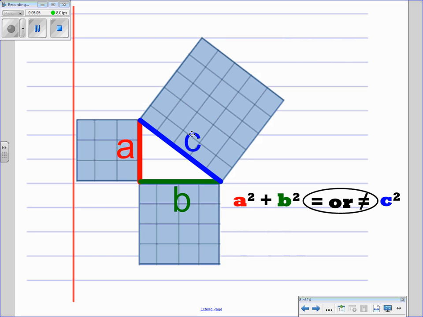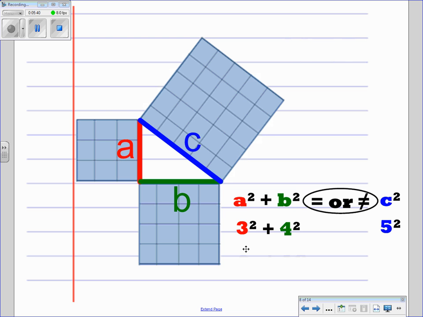First thing we do is we're going to label the sides of the triangle. We've already done that. So the next thing is to substitute the values for the variables. A is 3, so we're going to substitute 3 for A. B is 4, so we're going to substitute 4 for B. And C is 5, so c squared becomes 5 squared. That's our third step. First we label, then we write the Pythagorean theorem, and then we substitute.